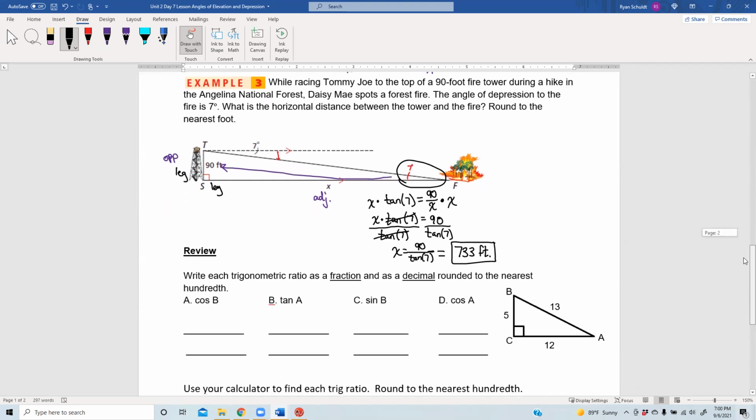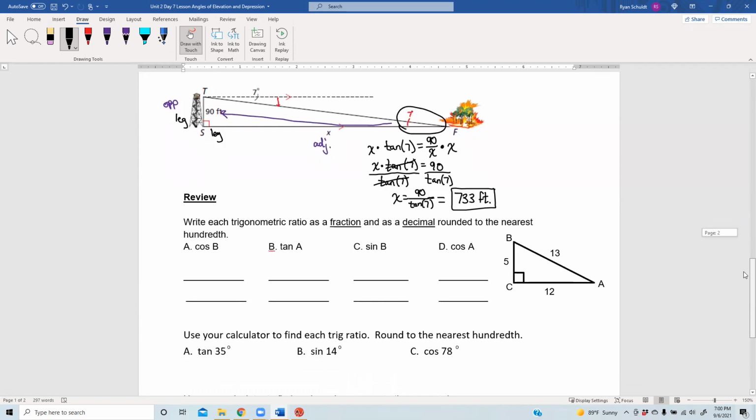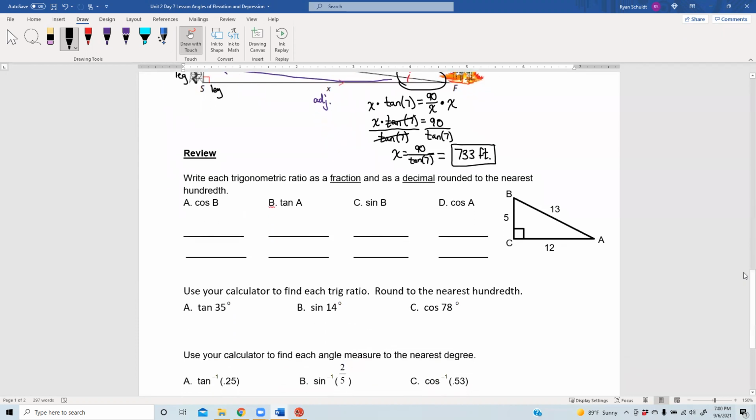Okay, so now let's just kind of do some review. This first problem is like what we did on Friday. We're not going to touch trig. We're using the trig ratios, but we're not putting sine or cosine in our calculator at all. Do not touch trig on these next four. So it wants to put it as a fraction and as a decimal.